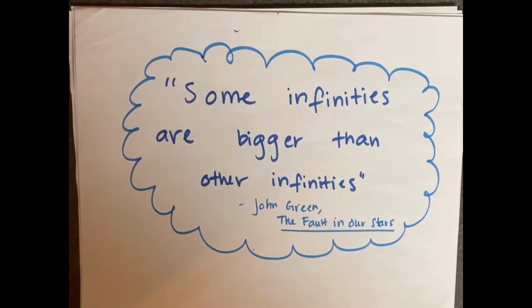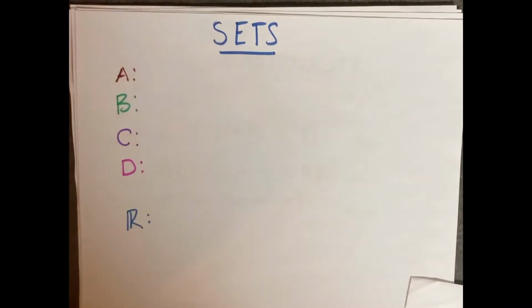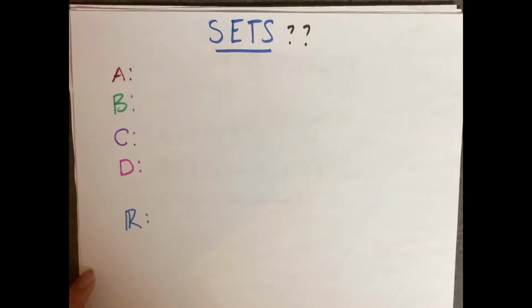If you were in middle school around 2014, you might be familiar with the sentence, "Some infinities are bigger than other infinities." But what does this actually mean mathematically? To understand the statement, let's look at the concept of sets. Sets are kind of a difficult term to define in math, and because of that, they're sort of one of the more vague concepts in math.